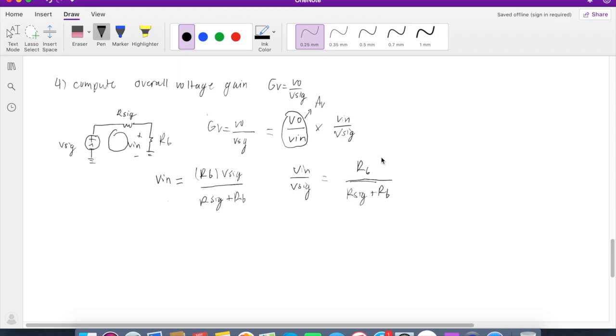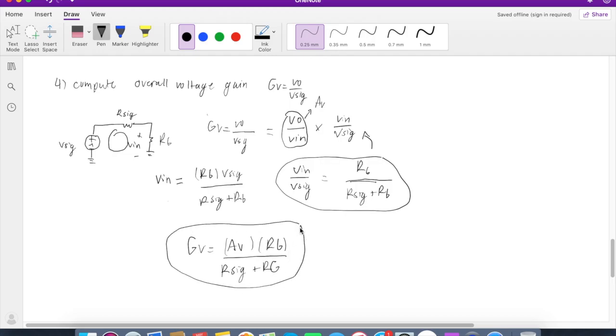So now we have our two familiar equations in our overall voltage gain. We already know the voltage gain AV, and now we found Vn over V sig. So we simply just plug this in, and we get GV equals AV multiplied by Rg divided by R sig plus Rg. So that's going to be our overall voltage gain.